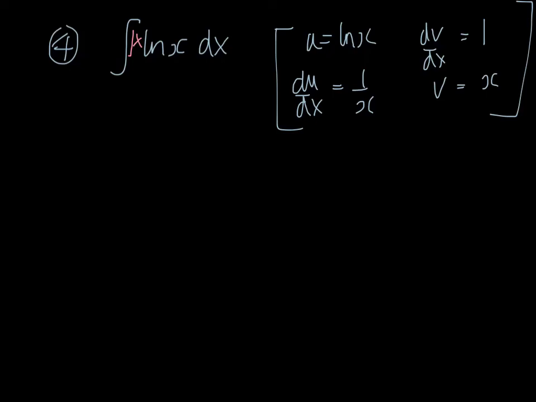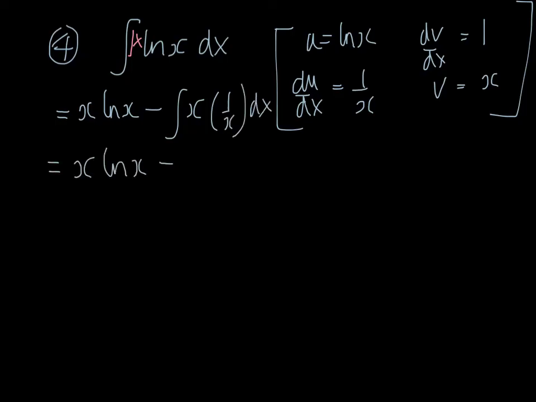Okay, so back to the formula. So we've got uv, x ln x, minus the integral of v du by dx, so that's x times 1 over x dx. So that gives us x ln x minus the integral of 1 dx. So that's x ln x minus x plus c. Okay, now you know how to integrate ln x, you can use that in lots of other integrals as well. I'm sure you'll meet many.